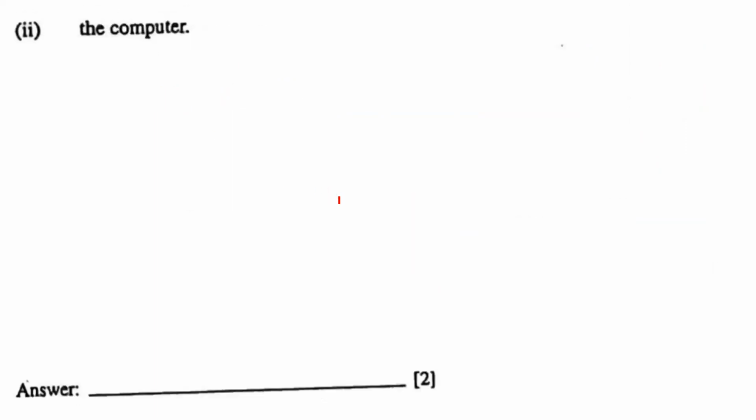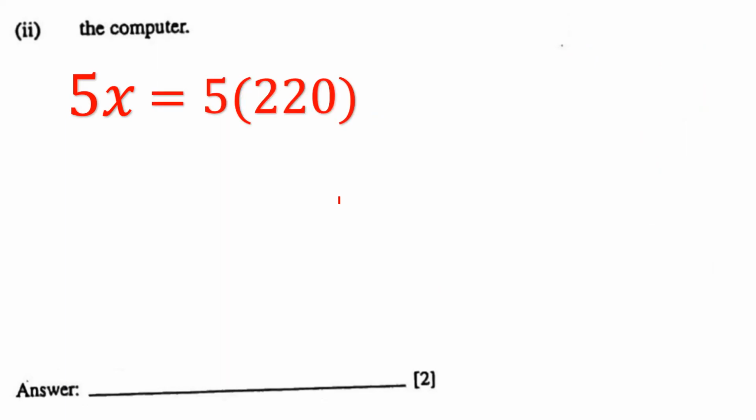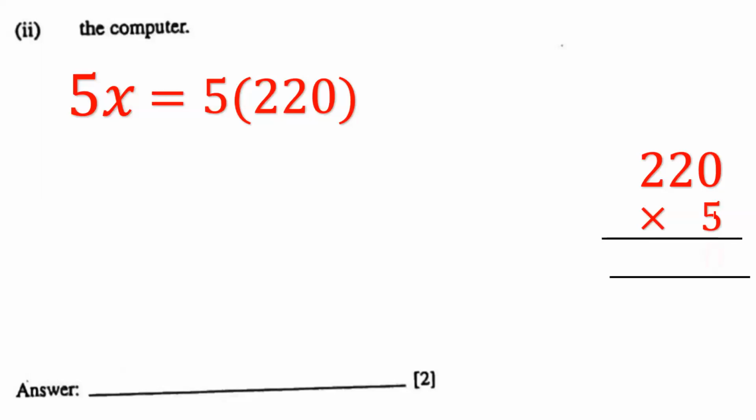Now let's move on to the cost of the computer. Well, the computer is 5 times the cost of the printer. So it's going to be 5 times 220. And we know 5 times 220, well, 5 times 0 is 0.